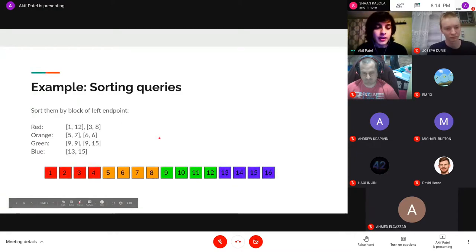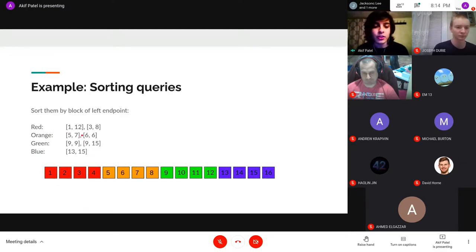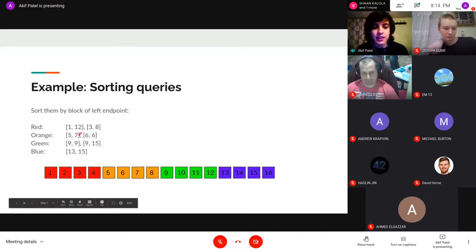Now, we sort all these queries by which block their left endpoint appears in. So if you see here, 1 and 3 appear in block 1. 5 and 6 appear in block 2. 9 and 9 appear in this block, and 13 appears in this very last block. Okay, cool?